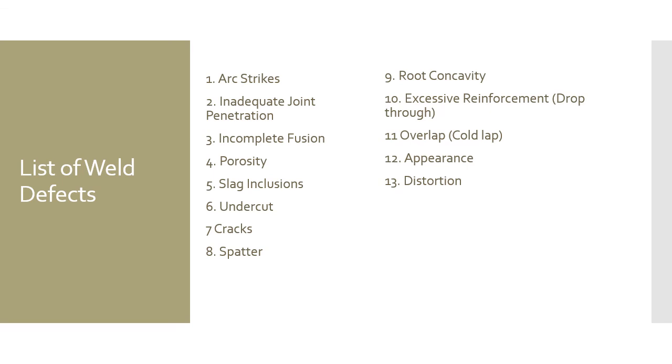Here's a list of weld defects. We went through them before, but we'll hit them again. It doesn't hurt, because this is pretty much the crux of the whole weld inspection thing. These are the defects that you're going to be looking at for the course of your career. Arc strikes, inadequate joint penetration, incomplete fusion, porosity, slag inclusions, undercut, cracks, spatter, root concavity, excessive reinforcement, drop through, overlap or cold lap, appearance, and distortion.